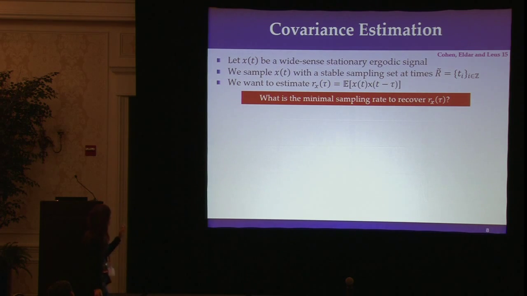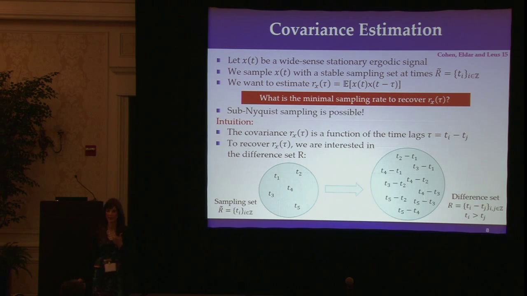Just to make the problem more specific mathematically, we're assuming that we're going to sample our wide-band stationary ergodic signal with a stable sampling set. So the sampling is stable for x of t. And our goal is to recover the correlation, or the power spectrum. Of course, it's the same. So what's the intuition, before I give you the result?